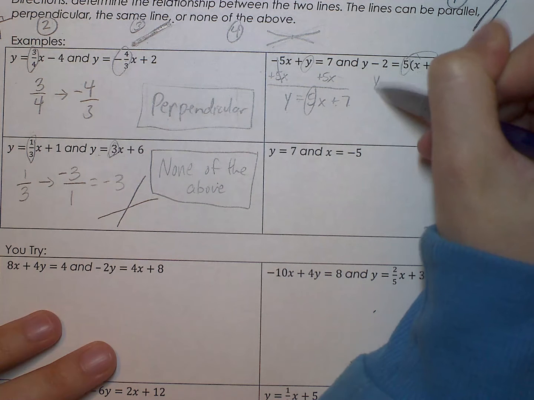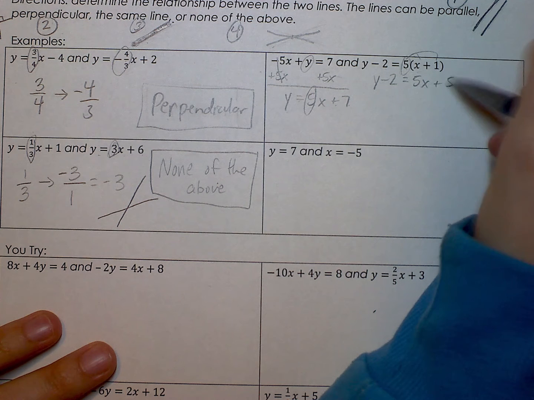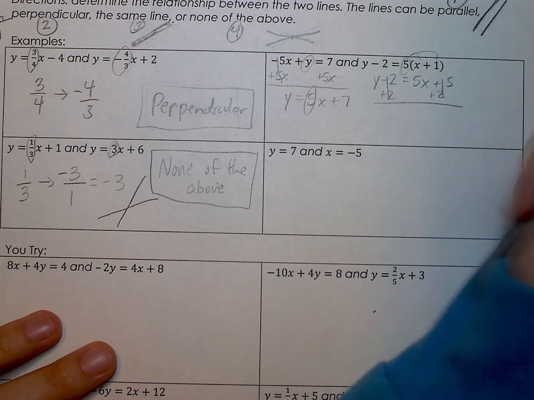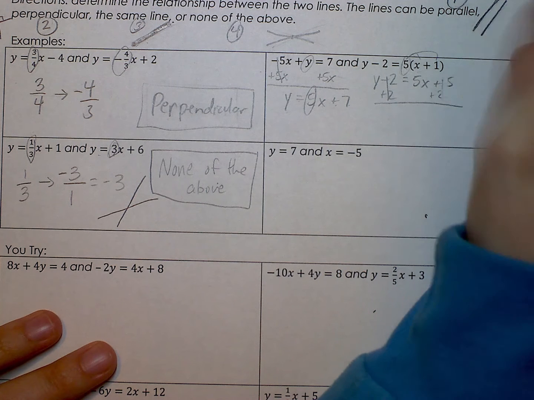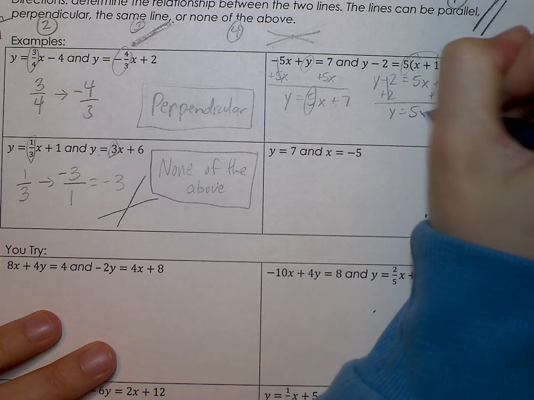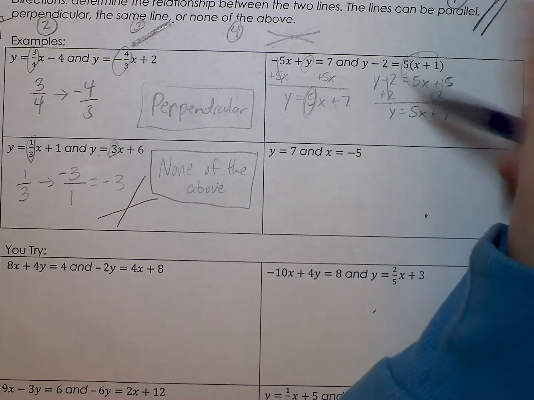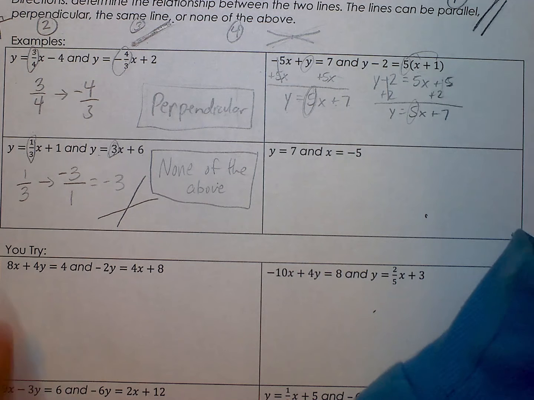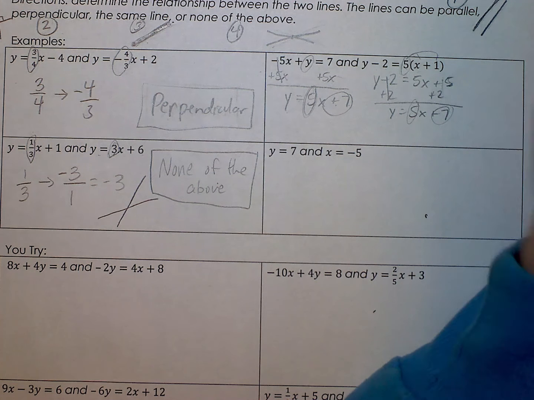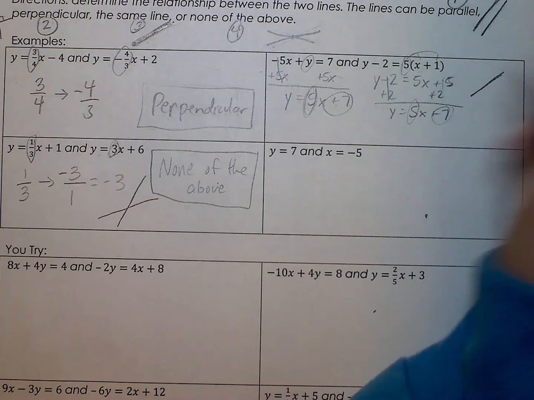I'm going to change this into slope-intercept form. 5x plus 5. I'm going to add 2 to both sides. Oops, this doesn't cancel. Plus 5 plus 2. So this is y equals 5x plus 7. Notice they have the same slope. So parallel was a reasonable assumption, but they also have the same y-intercept. These are actually the same line. Here's 5x plus 7, and here's 5x plus 7. They just lie right on top of each other.